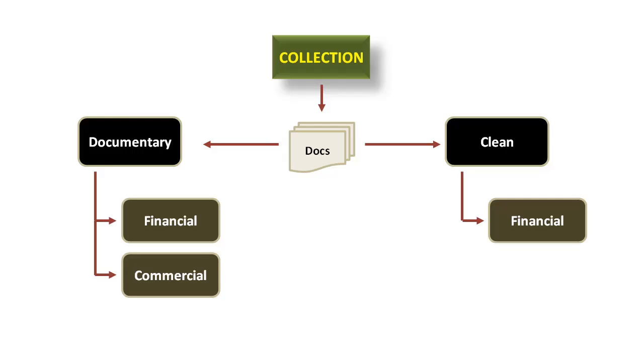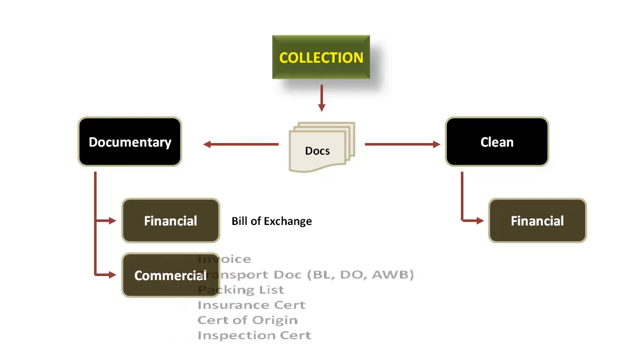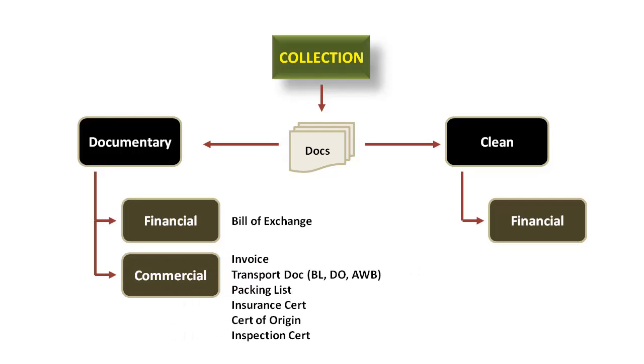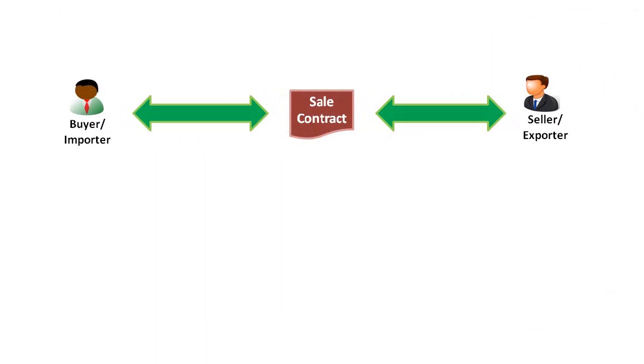Financial document that is customary in trade is bills of exchange. Commercial document consists of invoice, transport documents, for example, bill of lading, delivery order, airway bill, and a packing list, insurance certificate, certificate of origin, and inspection certificate. So under documentary collection, there are so many documents involved, but in clean collection there is only one, that is bill of exchange.